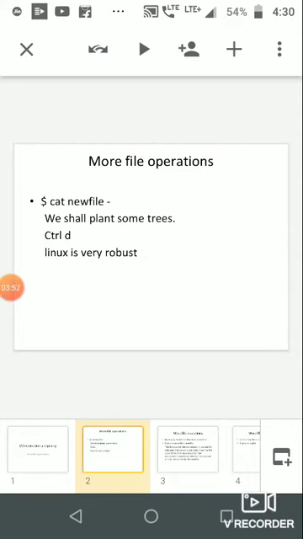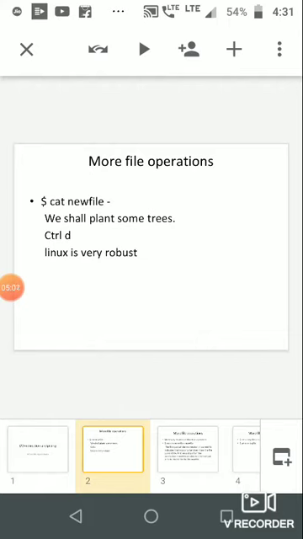So here the output will be: we shall plant some trees. Linux is very robust. What does it mean? The first part, we shall plant some trees, is coming from the file newfile. The second part, Linux is very robust, is coming from the keyboard. Through the keyboard we are entering this sentence, and from newfile we are getting the other part. You can see that cat concatenated both of the sentences coming from both types of input.